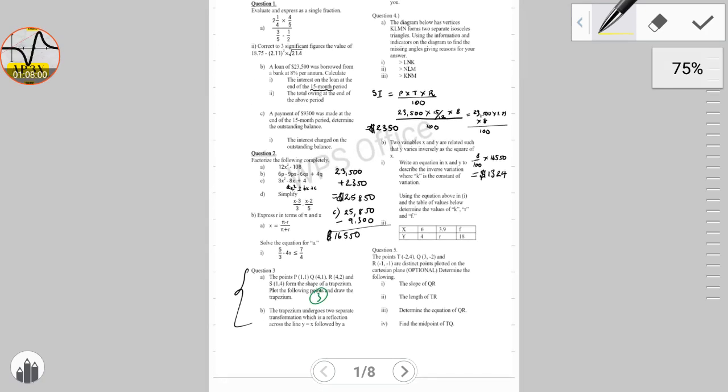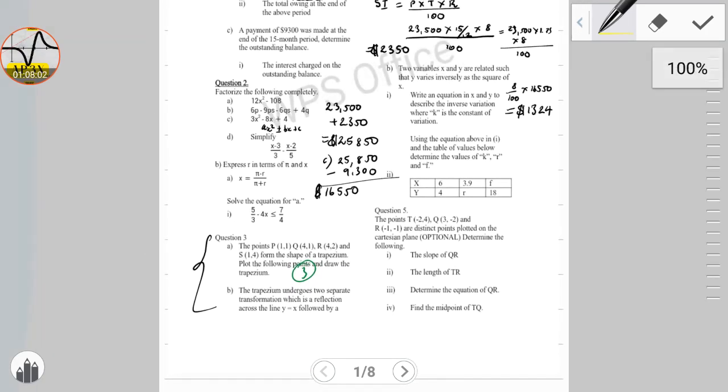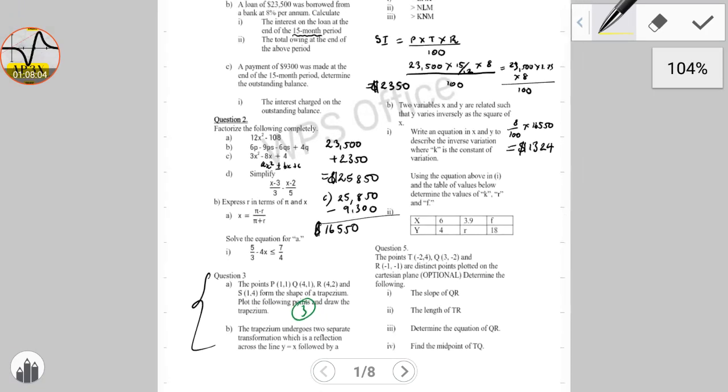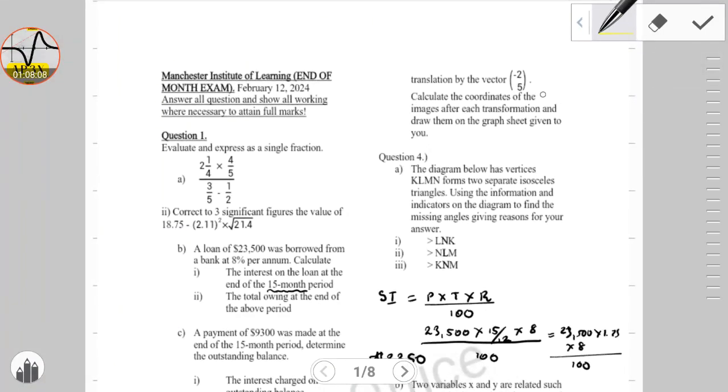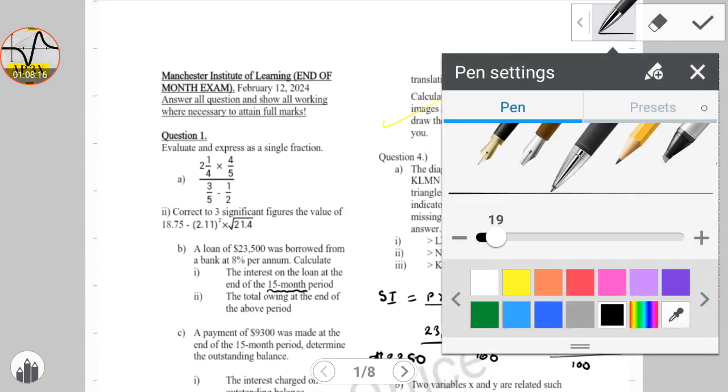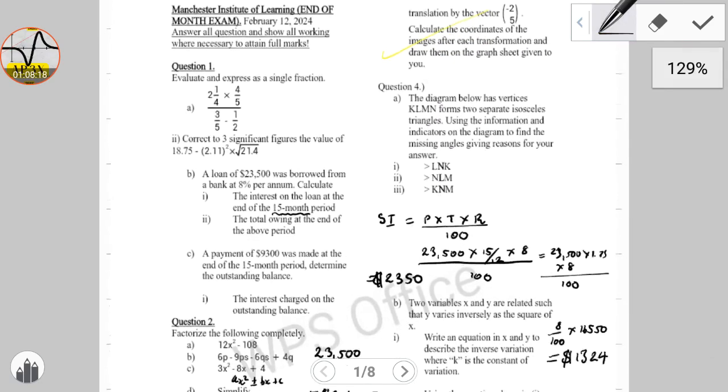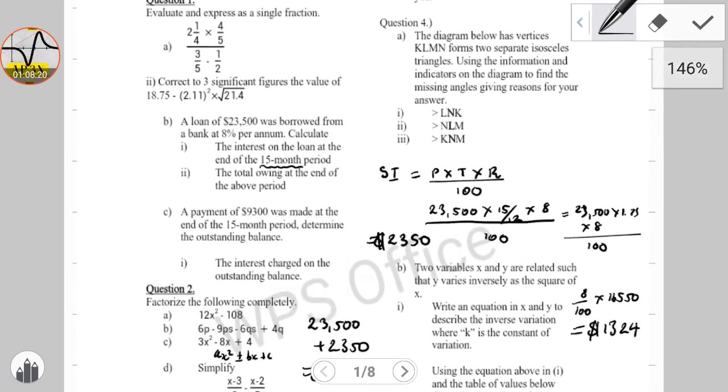All right, so we're fast approaching the end of this particular video, but we have lots of work to do. So let's get into it here. We've calculated the coordinates of the images after the transformation, and we've drawn them on the graph sheet that was given to us. So we're good to go. All right, so beautiful. Let's move on to question 4.